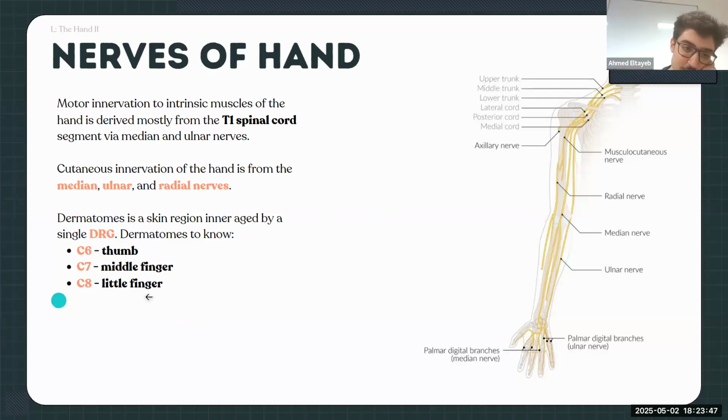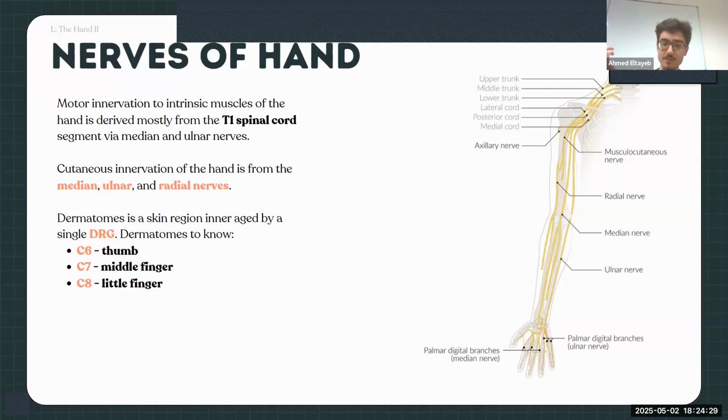Let's talk about dermatomes a bit. You need to know these three dermatomes because they ask about them. I think for us they asked about the dermatomes in the toes, but for you maybe they ask about here. So in your hand, you need to know these three dermatomes mainly. C6 is the thumb, C7 is the middle finger, C8 is the little finger, your pinky. And more importantly, because the thumb is C6, this whole area is C6, this whole area is C8, and this area is C7.